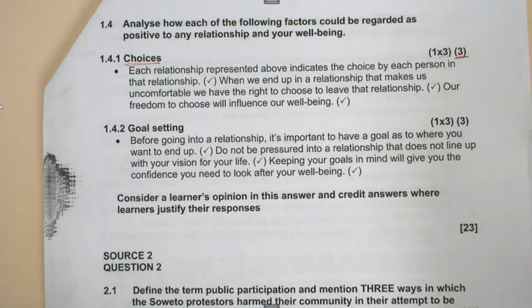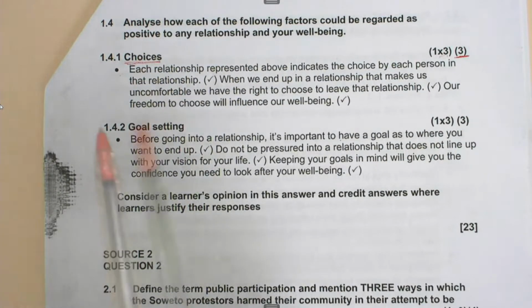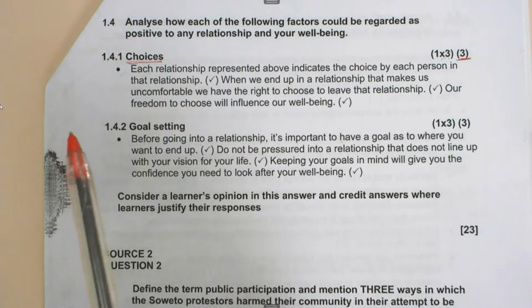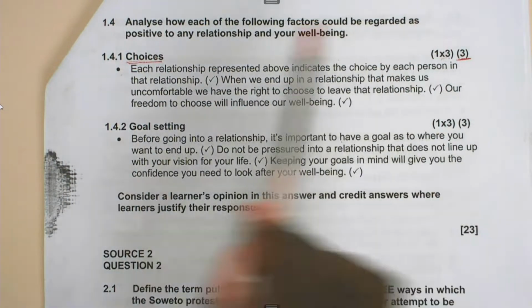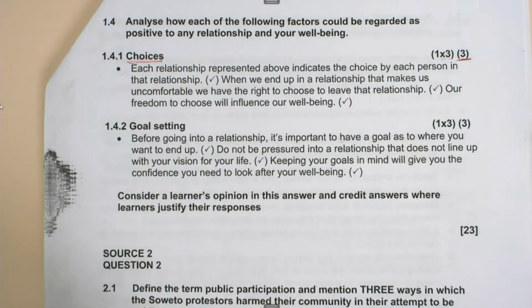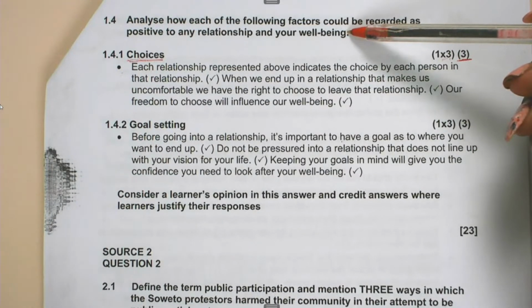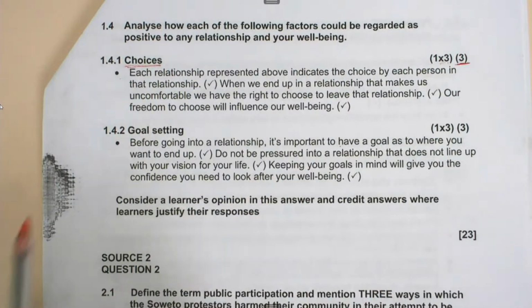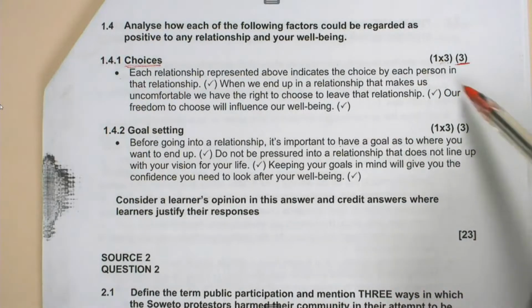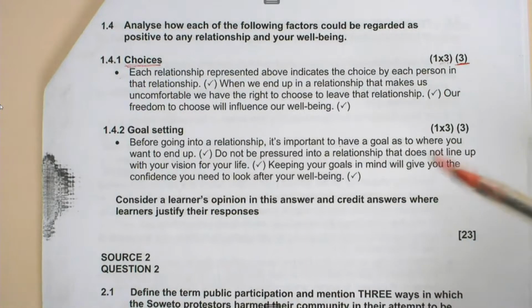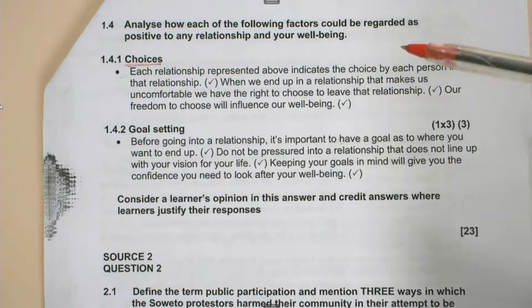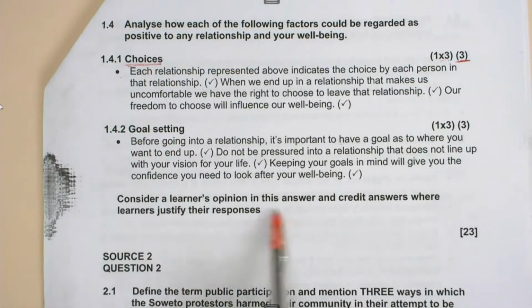Hence, the question says, analyze how each of the following factors could be regarded as positive to any relationship and your well-being. If you make a choice to stay in the relationship, that will affect your well-being. If you choose to go out of that relationship, that will also affect your well-being, and then you will have the freedom to do everything. Now we go to the second one. Remember the mark allocation. Consider the learner's opinion, as stated here.